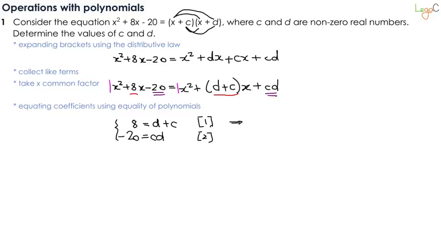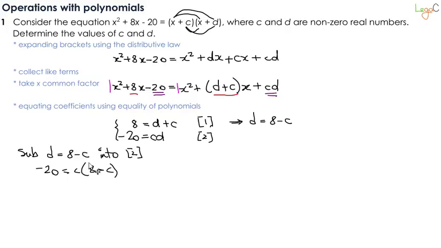From the first equation, I'm going to write d in terms of c. So d equals 8, and if we take c to the other side, it becomes take away c. With this one, we substitute it into equation 2. So let's see what happens. Now we have negative 20 equals c times a bracket. So instead of d, I'm going to have 8 minus c. Notice that instead of d, I put 8 minus c.